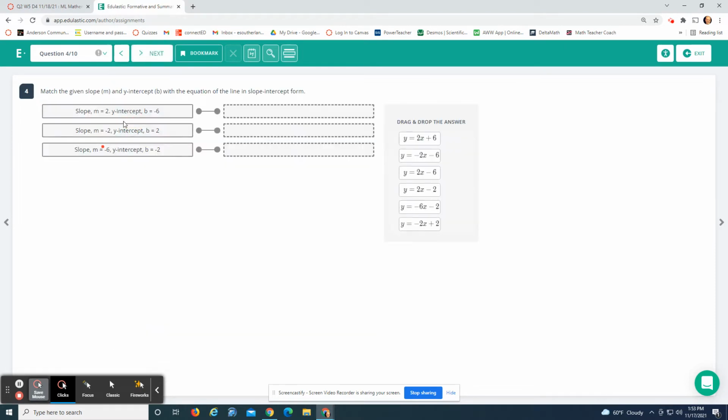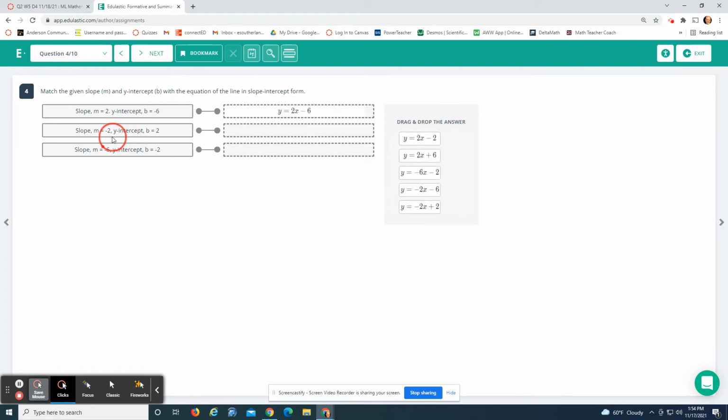Looking at the next question, it wants me to line up the right equation with the right one. So this one says the b, or the y-intercept, is negative 6. And so we look where one says minus 6. We've got 2 right here. And so it says slope is positive 2. So we want to make sure we select this one because it has a positive 2 for the slope.